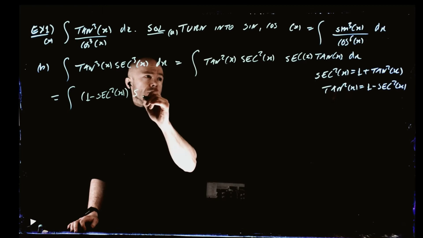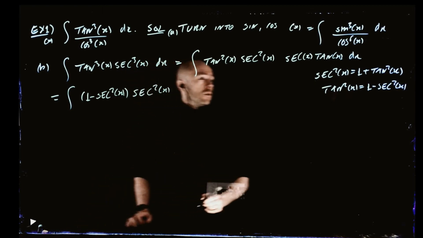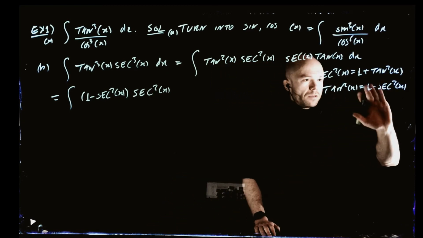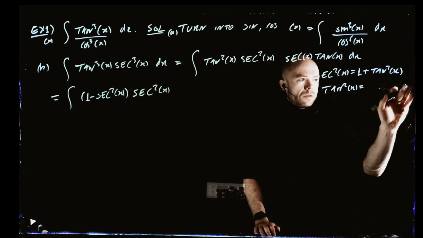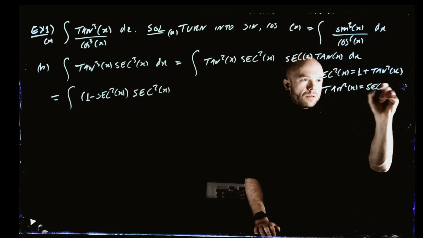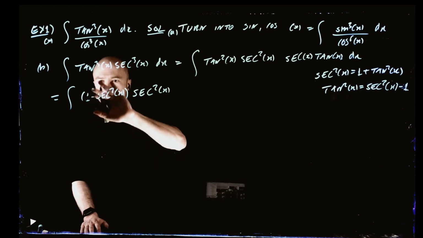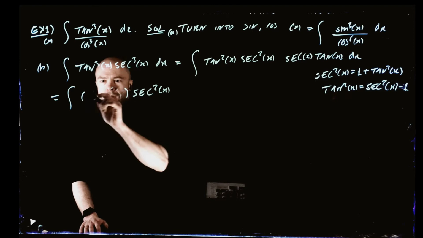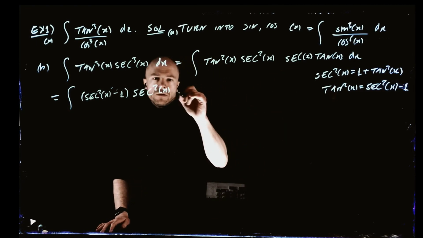and sec squared again. Did I do that wrong? Did this over here? That's right, I did this wrong. Thank you very much. That's right. That's sec squared minus 1, like this. And this guy is our sec-tan.